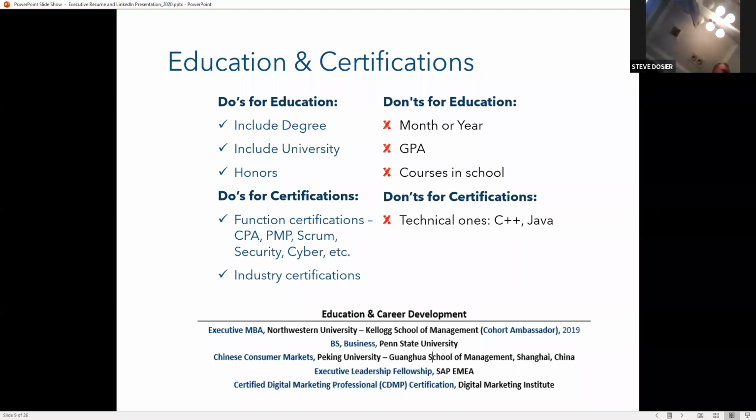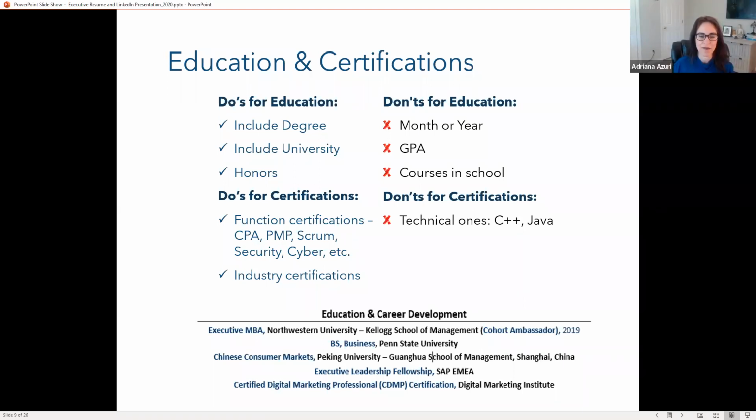So include your degree, include the university. If you graduated with honors, summa cum laude, do include that, right? No GPA. You no longer need to also include the month of the year anymore, because we know that ageism is a real concept. We know it does happen, and actually it can work both ways. For my people who want to get on boards, now they want somebody to actually have more experience.